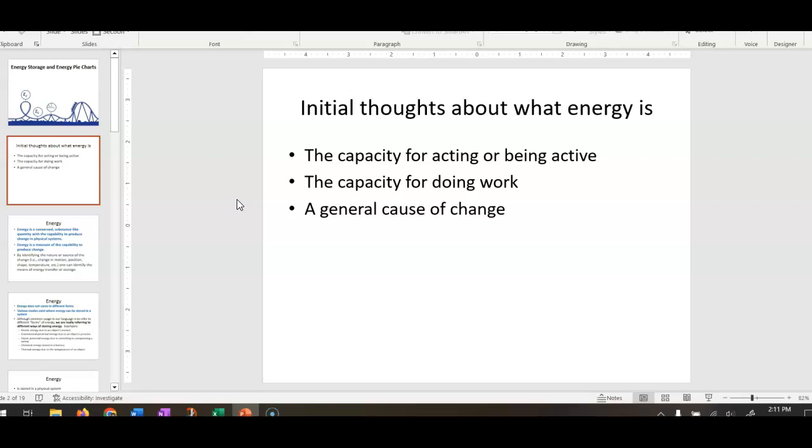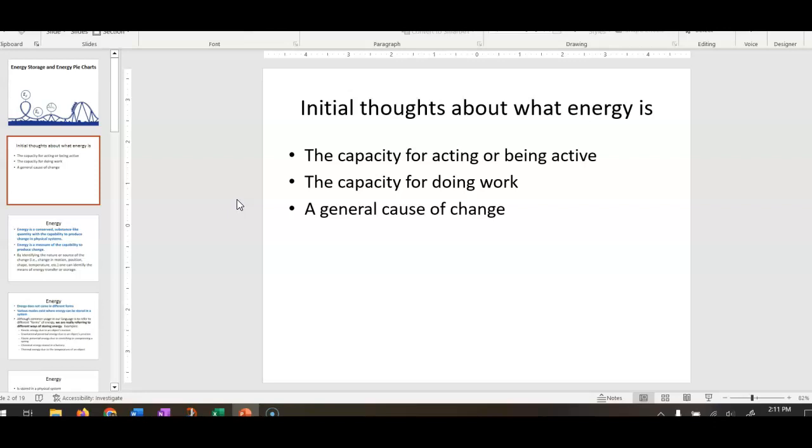You know, when you say someone is full of energy, or when you fill a car up with gas, it now has energy that it can use to go places. So energy is the capacity for being active, the capacity for doing work, and I want you to come to think of it as a reason that things change.